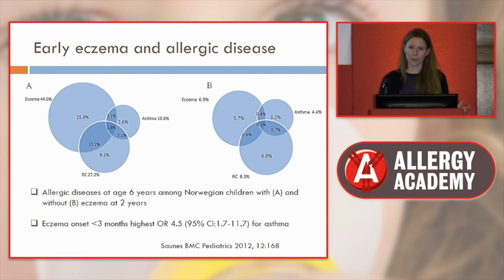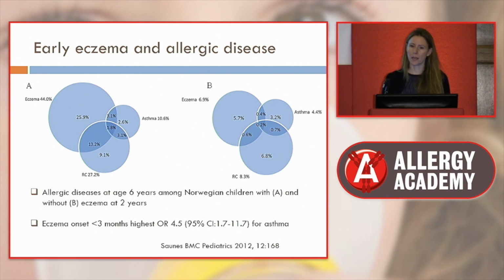So, what is the risk of later onset of disease in these children? In this study, they looked at the predictor of early eczema and the development of allergic diseases. They looked in Norway at allergic diseases at the age of 6 years in children with either no eczema or with eczema at 2 years of age. In figure A, you can see these were the children who had eczema at 2 years of age. Their risk of asthma by 6 years of age was 10.6, and rhinoconjunctivitis was 27%.